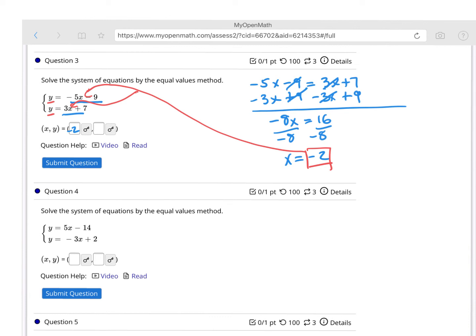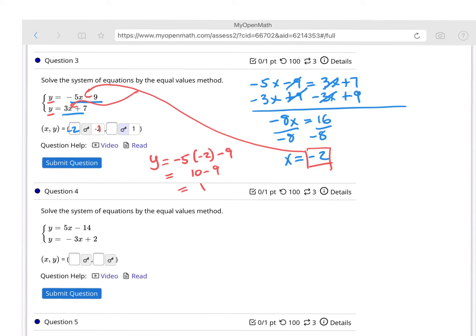So I'm going to just go ahead and use the top one. So we have y equals -5. Now instead of x, I'm going to put in -2 and then minus 9. So -5 times -2 is a positive 10, minus 9, so that will equal 1. So my y value is just 1. And we can check our answers because I have them here. That's -2 and that's 1. So we got those correct.